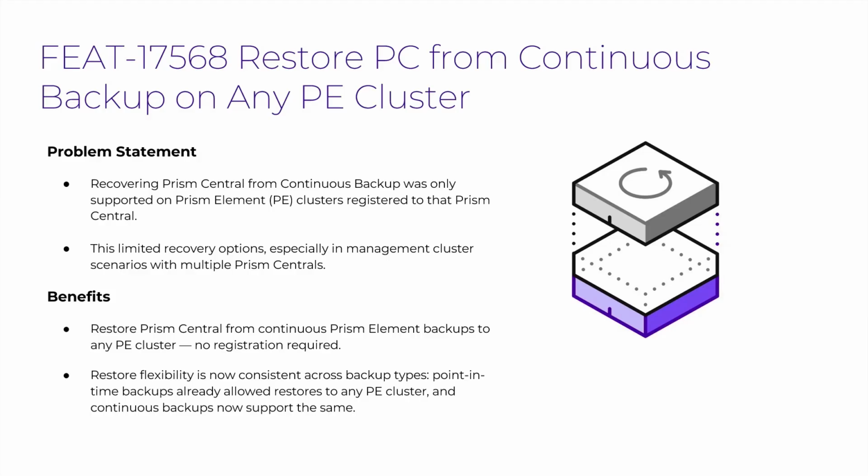As you can imagine, this made recoveries tricky in environments with multiple management clusters, especially when the Prism Central you needed to restore wasn't registered to the target cluster. It also created an inconsistency since S3-based point-in-time backups could be restored to any Prism element cluster, but continuous backups couldn't. So depending on the backup type, your restore flexibility changed.